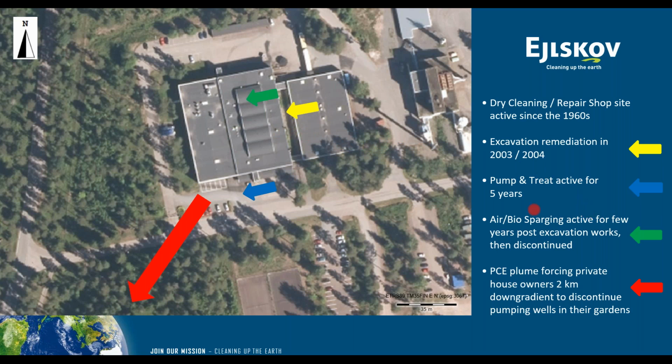At the same time, an air and biosparging system was launched and run in the basement of the building for a few years, alongside a pump and treat system with an extraction well located downstream of the building, with the aim of trying to create a sort of hydraulic containment for the plume, which had been migrating off-site and over the years had caused some issues to some of the private house owners located downstream of the site, who were forced at some point to discontinue their pumping wells in their own houses.